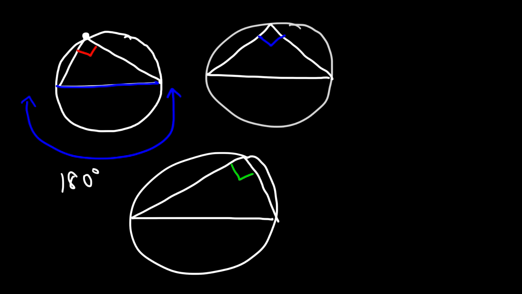And the inscribed angle is going to have half the measure of the intercepted arc, which is going to be 90. Half of 180 is 90. So anytime you draw a triangle that is part of the diameter, which forms a semicircle, that triangle is going to be a right triangle.